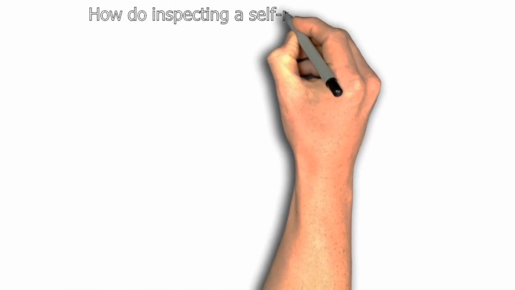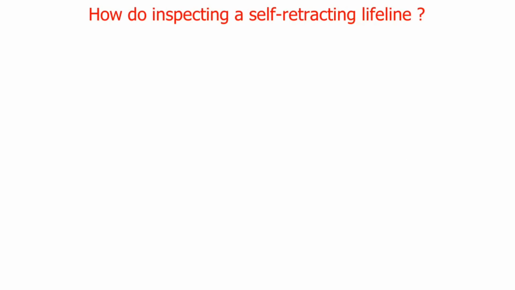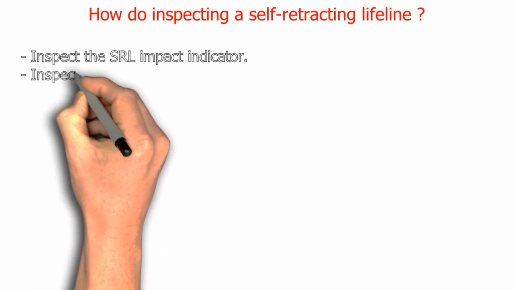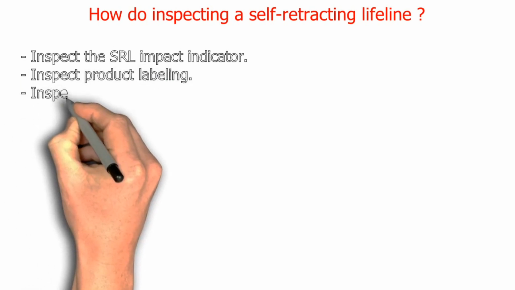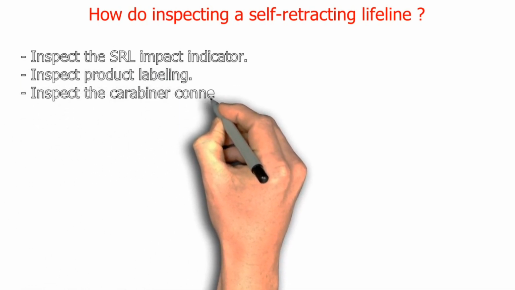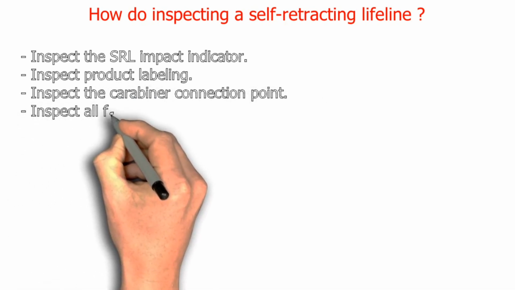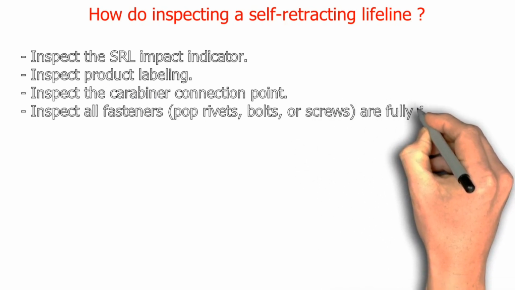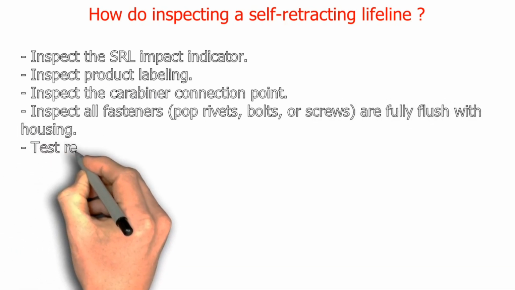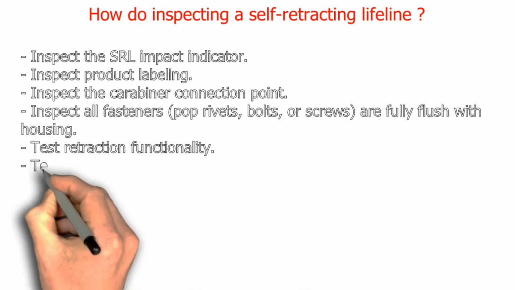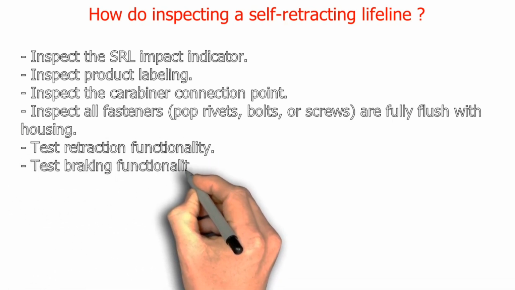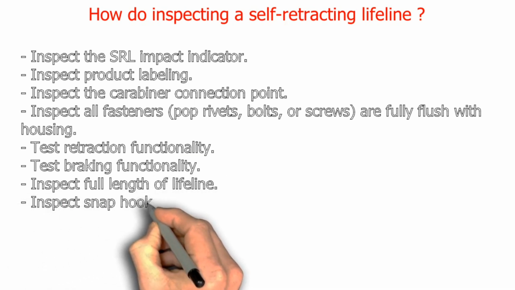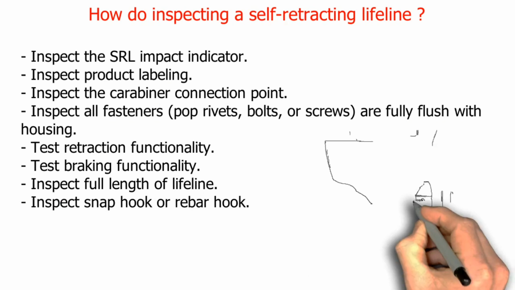How do you inspect a self-retracting lifeline? Inspect the SRL impact indicator. Inspect product labeling. Inspect the carabiner connection point. Inspect all fasteners, pop rivets, bolts, or screws are fully flush with housing. Test retraction functionality. Test braking functionality. Inspect full length of lifeline. Inspect snap hook or rebar hook.